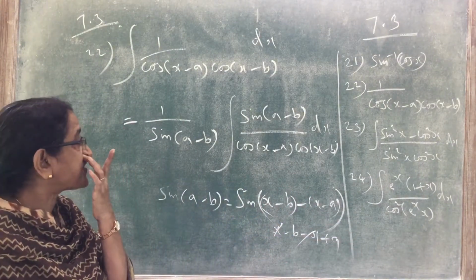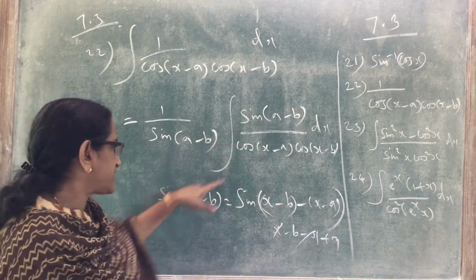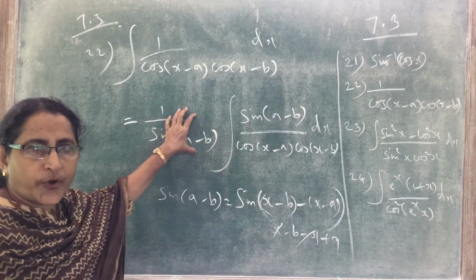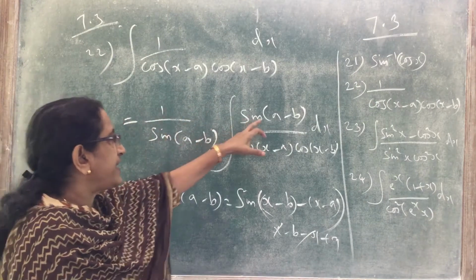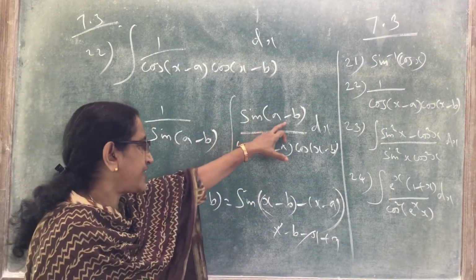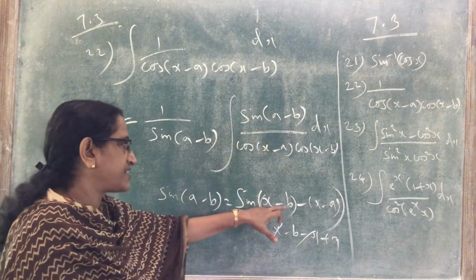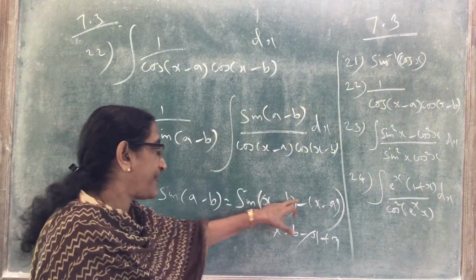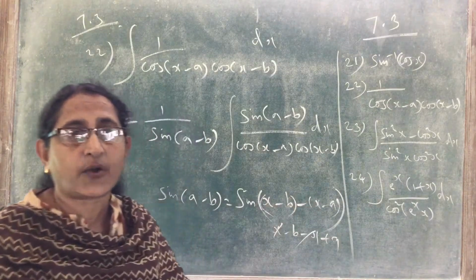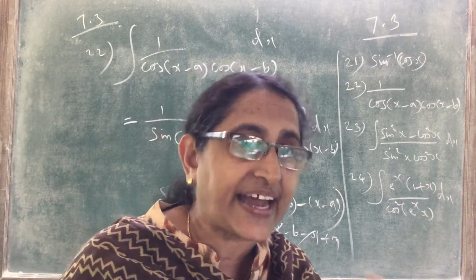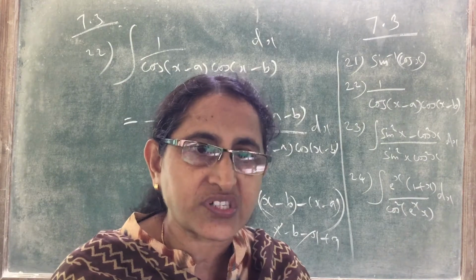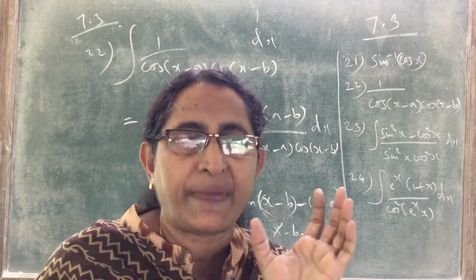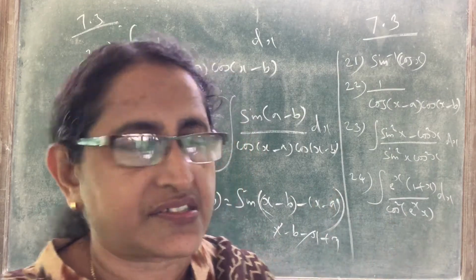Now after writing this, the constant outside we let it be there itself. Here, instead of sin a minus b, we write sin of x minus b minus x minus a, and we will use the formula sin a minus b equals sin a cos b minus cos a sin b. We will apply that formula, then split into two terms, then integrate. So it is easy to integrate. That is why, for making the integration possible, we are doing these things.